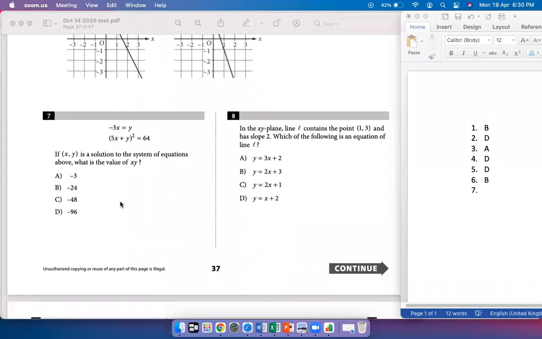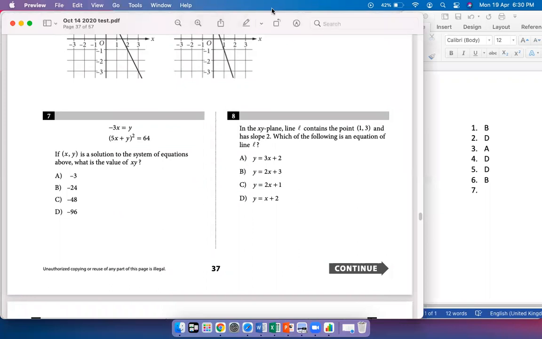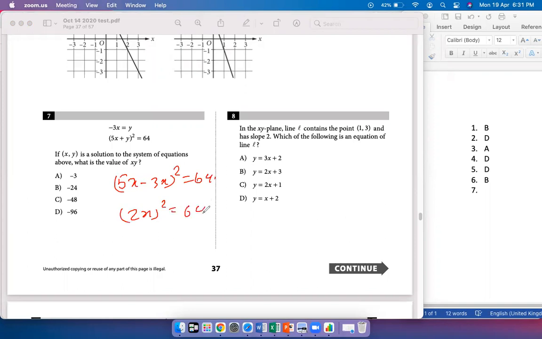Then number 7. If (x, y) is a solution to the system above, what is the value of xy? Okay, so y is minus 3x. So I'll put that in this. It would be 5x minus 3x, the whole squared is 64. So 2x, the whole squared is 64. So 4x squared is 64. So x squared is 16.